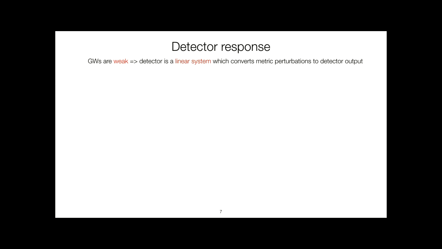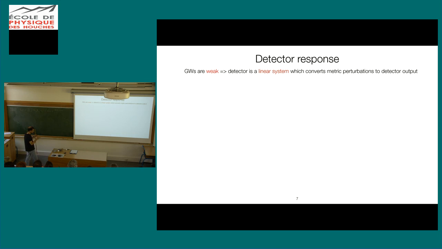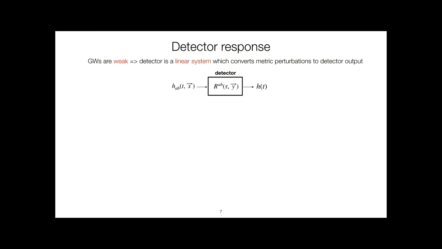Okay? Now, gravitational waves, we know, are weak. A detector converts metric perturbation to some sort of output. Okay, and it does it in a linear way. So we can think of a detector as a linear system which converts metric perturbations to the output. Okay, schematically we can write it this way.